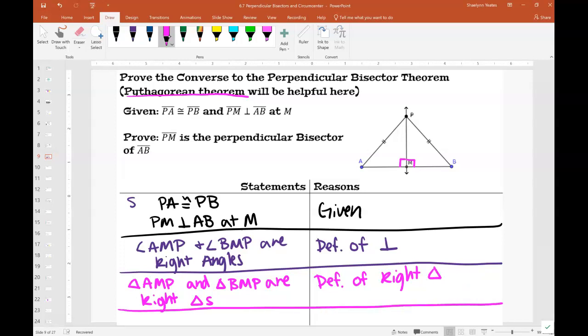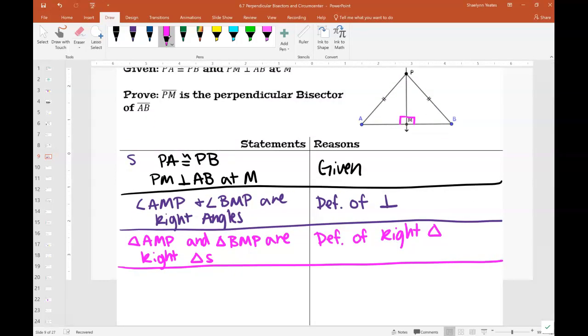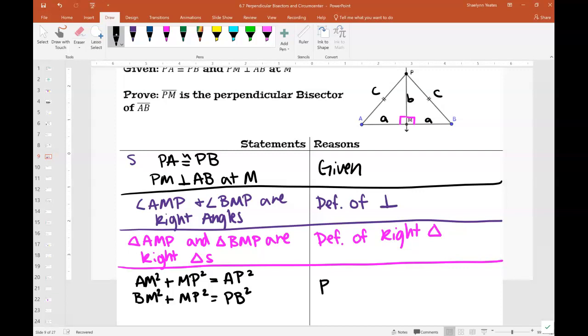All right. So with that, we can now set up the Pythagorean theorem. So let's go ahead and set up that Pythagorean theorem. Now remember that A and B are the sides that are around the right angle. So this would be A, this would be B, and then C is always the side that's across from the right angle. Now A and B can switch places. It honestly doesn't matter. But because we have right triangles, now we can use Pythagorean theorem. So I can say that AM squared plus MP squared is going to equal AP squared. I also have that BM squared plus MP squared equals PB squared. And this is just Pythagorean theorem.